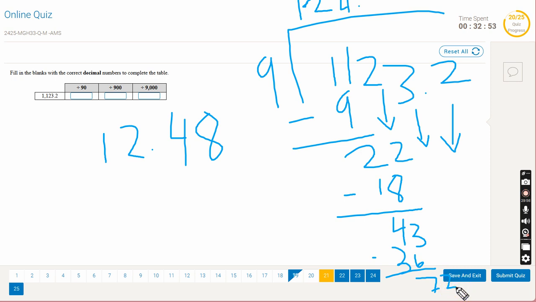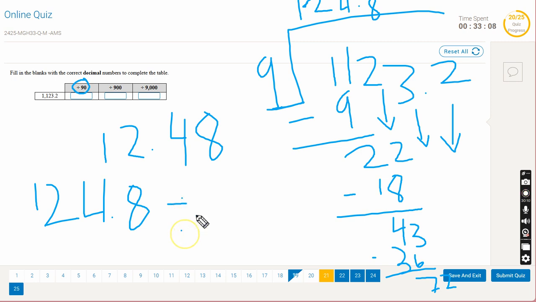9 times 8 gives you 72. Now I divided only by 9, so I got 124.8. But what did they divide by in the first one? They divided by 90. So when you divide by 90, you already got the answer. Your answer is already there.